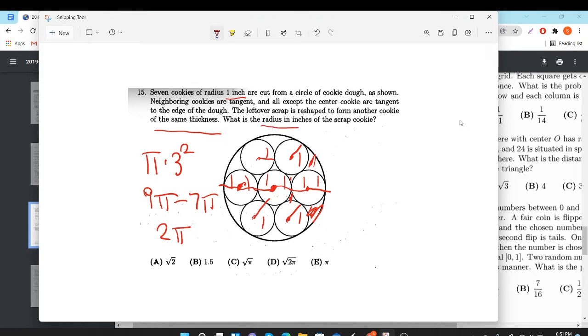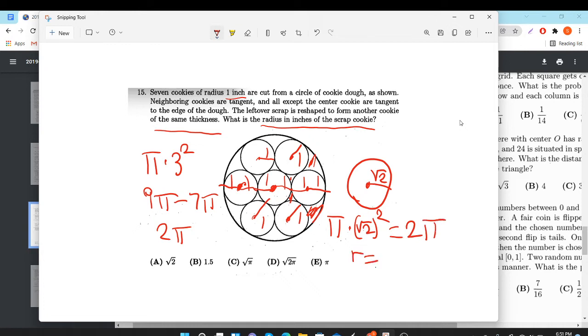And we want the radius of the scrap cookie. As I said before, we don't care about thickness, so even if it's a cylinder, we can take a cross section of it. If its area is 2 pi, that means its radius is root 2, since pi times root 2 squared is 2 pi. So the radius is root 2. That's what we're looking for. So the answer is the square root of 2, and that's the solution to this problem.